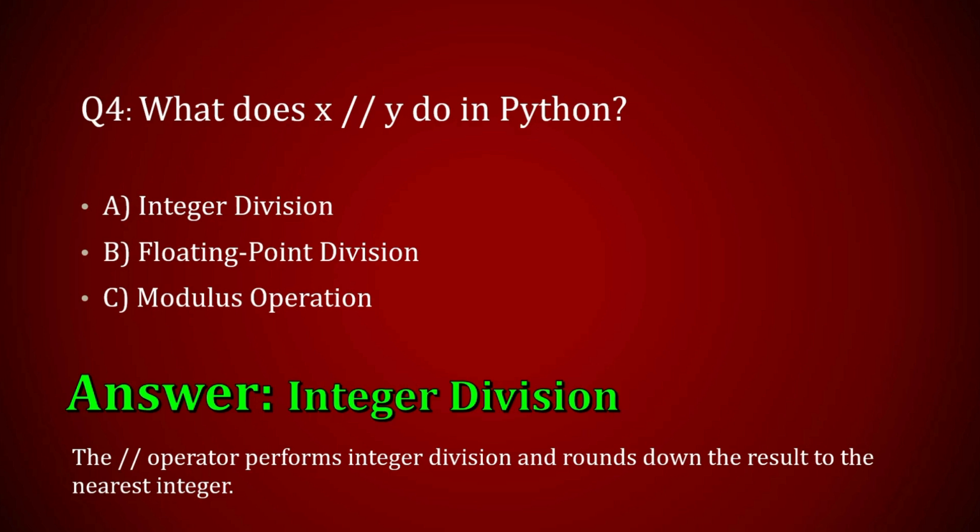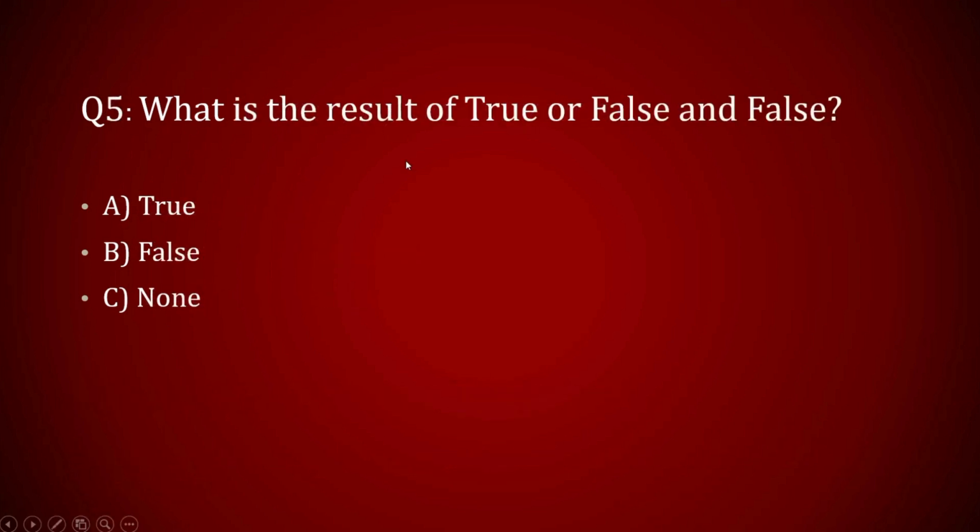Whereas in this integer division, we only get the integral part, not the float value. Okay, so let's say 5 // 2, then the answer will be 2. Simply, we'll not get the 0.5 value. Okay, you got it right. So now let's move to question number 5.